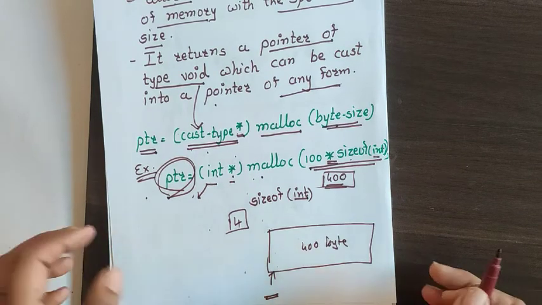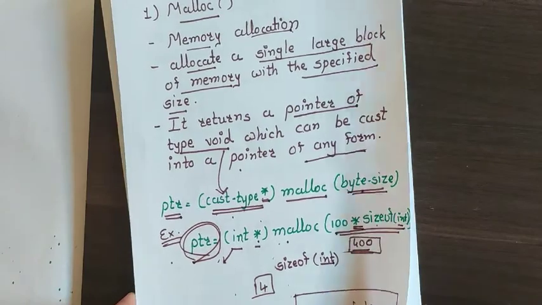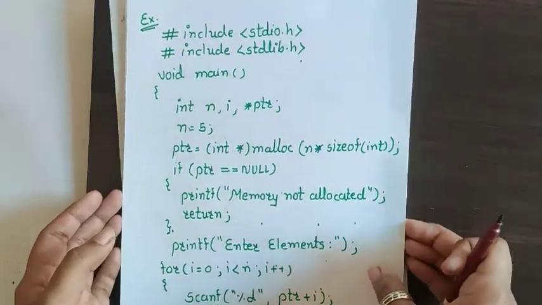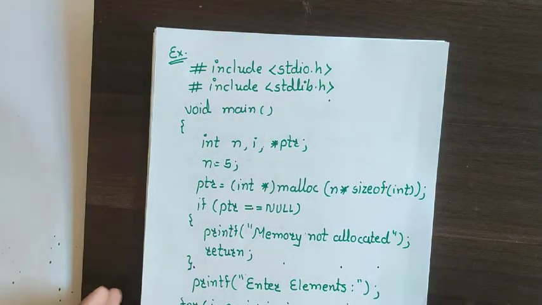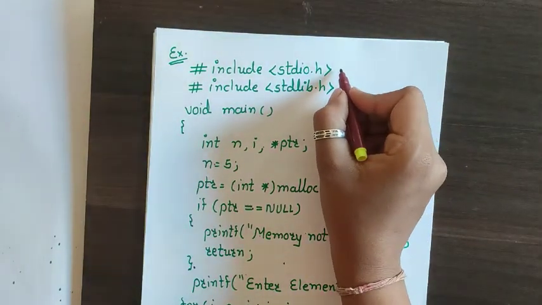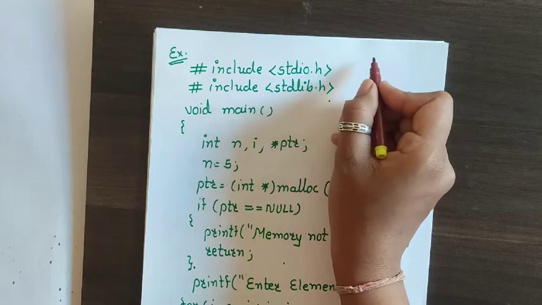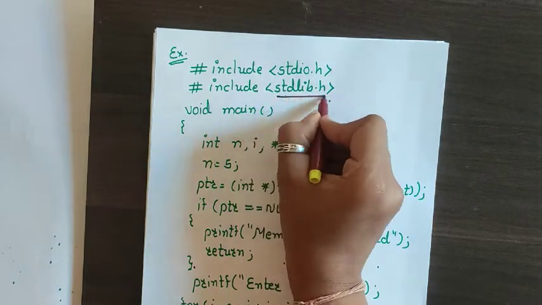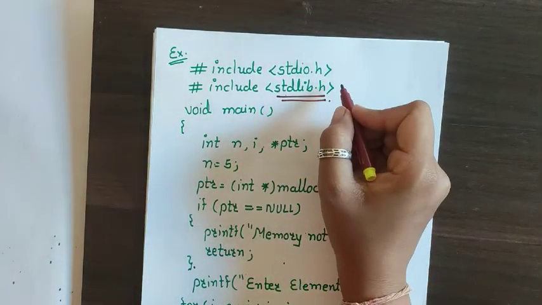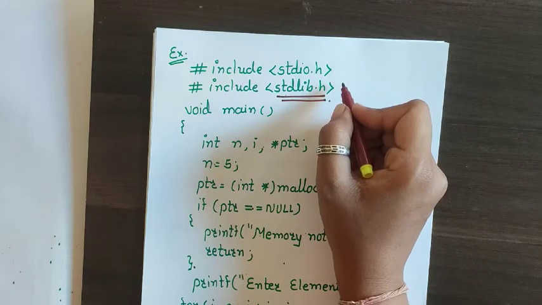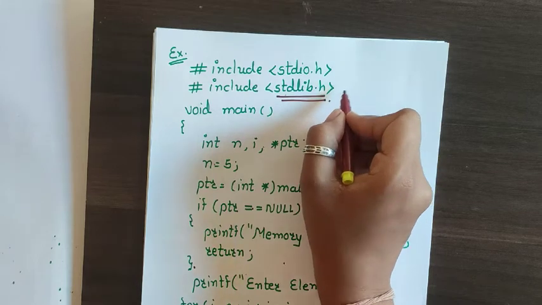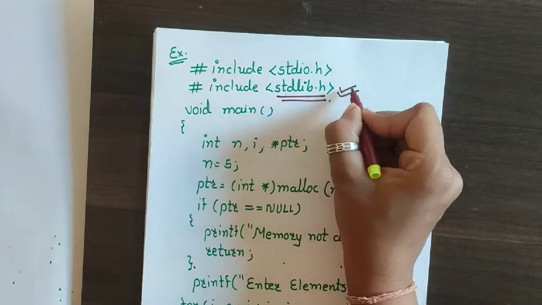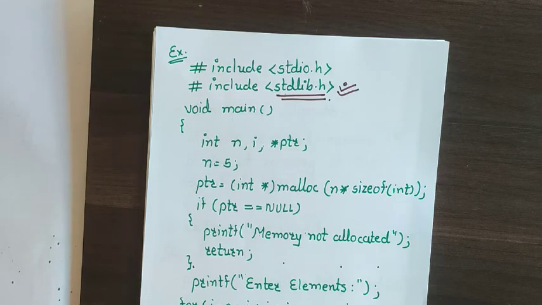Getting this, right? So let us take one example. First here I am having the header file hash include stdio.h. Here I am adding one more file, that is hash include stdlib.h, right? If you want to use dynamic memory allocation, you need to include this library. This is important.